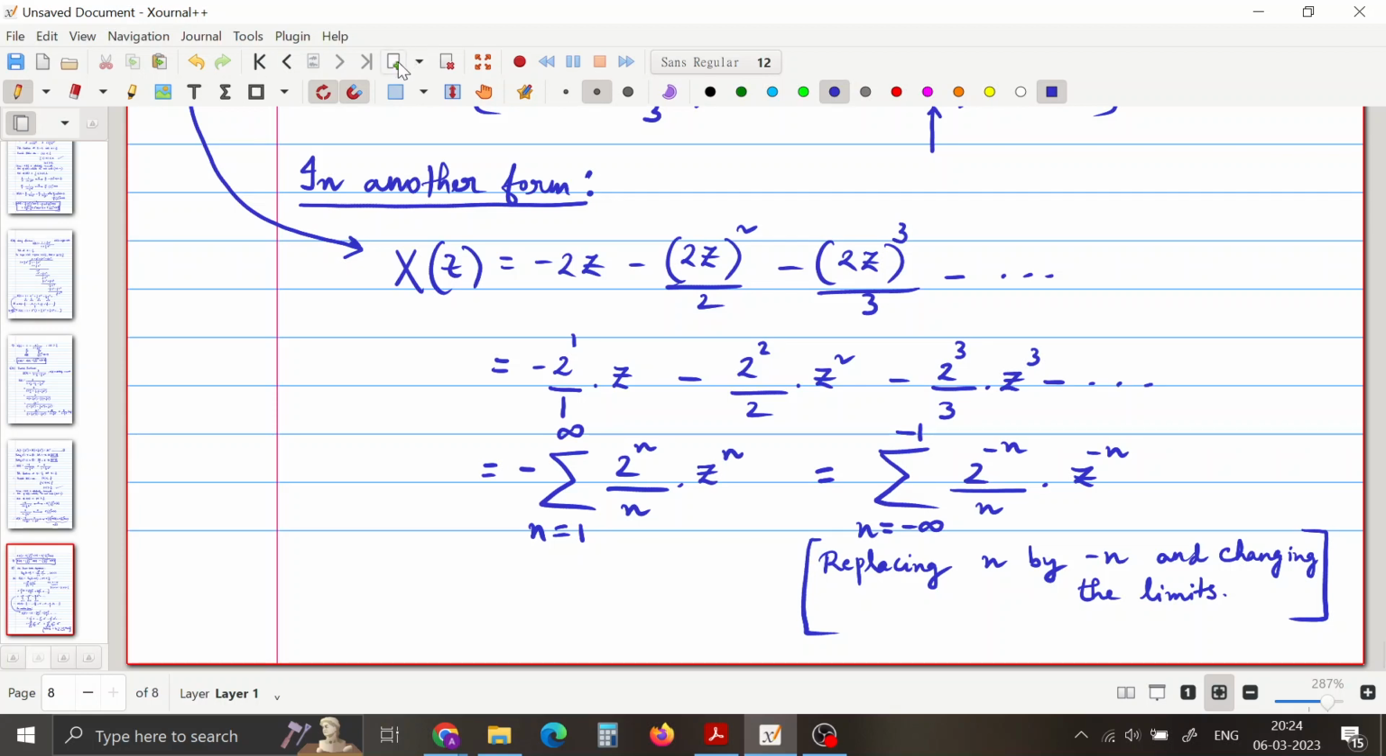So now we have expressed x of z in our desired form, which is the general form, summation n running from minus infinity to infinity x of n times z power minus n. Here we have z power minus n, and we can just do the comparison to get x of n. So this is the idea.